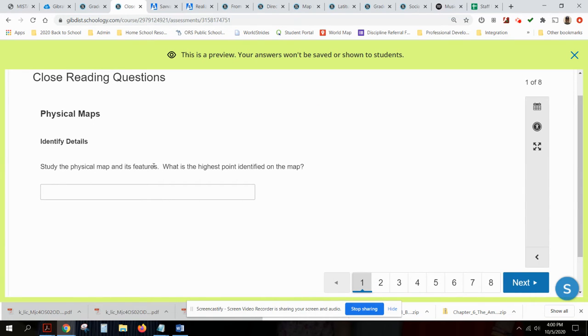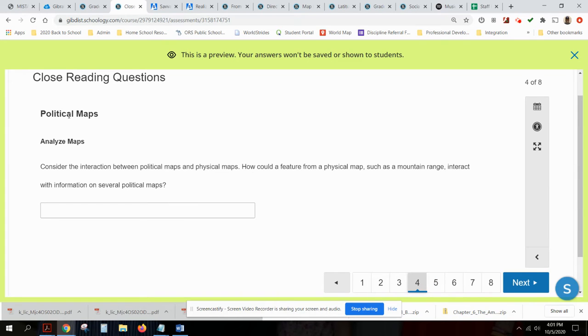So study the physical map and its features. What is the highest point identified on the map? Use the scale to estimate the length of the West Coast from Canada to Mexico. Use the physical map. Which mountains in the U.S. have the highest elevation? Where are these mountains relative to other mountains?